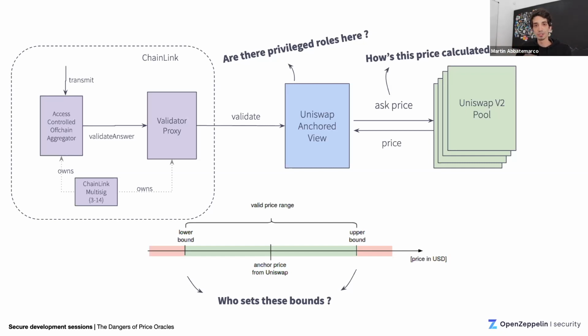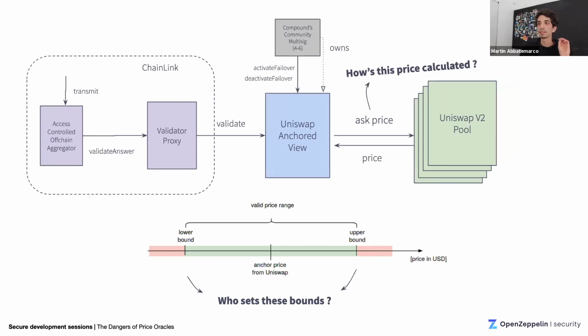Similar considerations regarding owners and privileged accounts apply in this case as well. Specifically for the view, there is a multisig held by the Compound community that can activate and deactivate what they call the failover mode. The failover mode is basically a way to disregard whatever is being posted from the Chainlink price feeds. Once you activate the failover mode, the view will only take into account prices coming from the Uniswap V2 pool. And this multisig can activate and deactivate that.